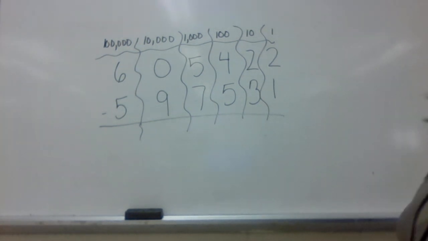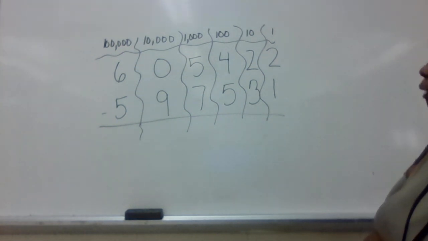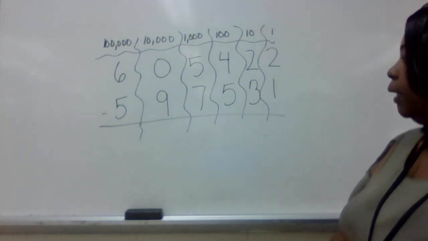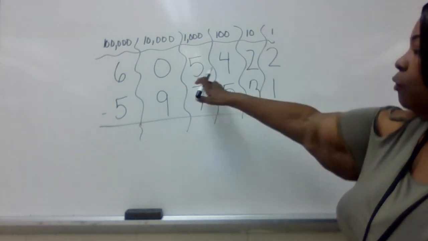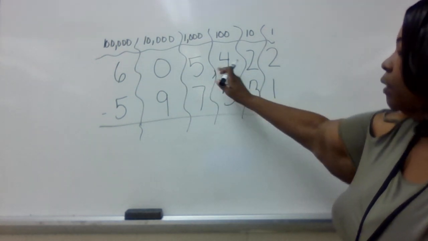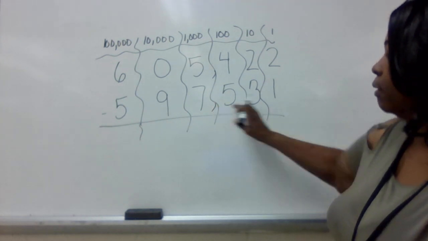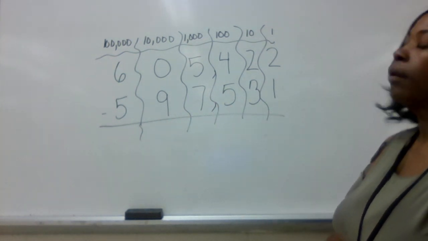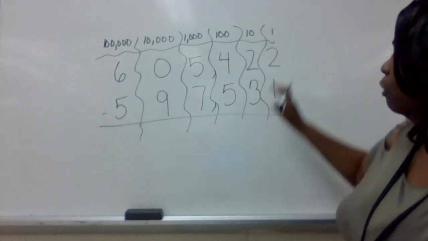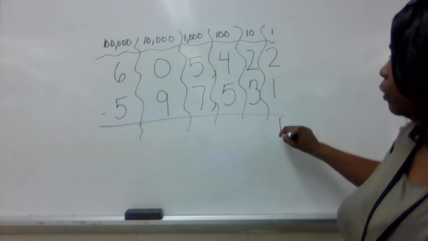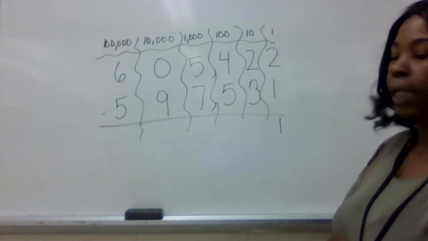Today we'll continue to work on MBT4 and in subtraction using the standard algorithm. So here we have 605,422 minus 597,531. Okay, so let's start subtracting. 2 minus 1 is 1. 2 minus 3, we can't do it.